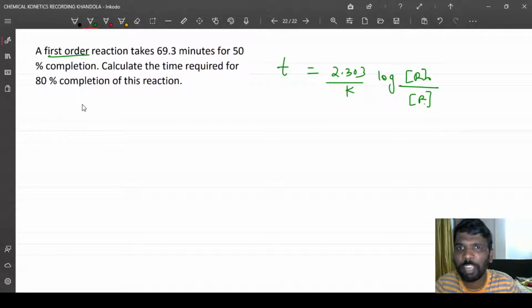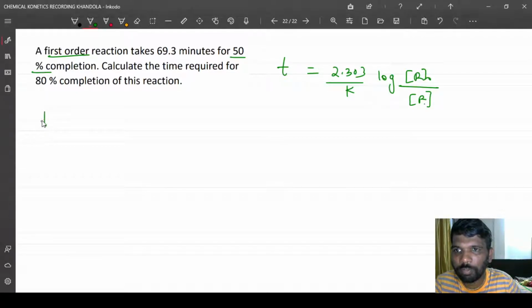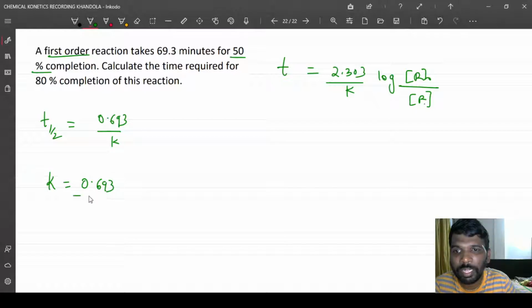What do we know about half-life? Sir, where is half-life? You may ask, right? It is said that the first order reaction takes 69.3 minutes for 50% completion. 50% getting completed means 50% of the reactant is consumed, isn't it? So 50% completed means the concentration of the reactant becomes half. Okay, so T half, I can use this, T half is equal to 0.693 upon K. So from this I can directly calculate K.